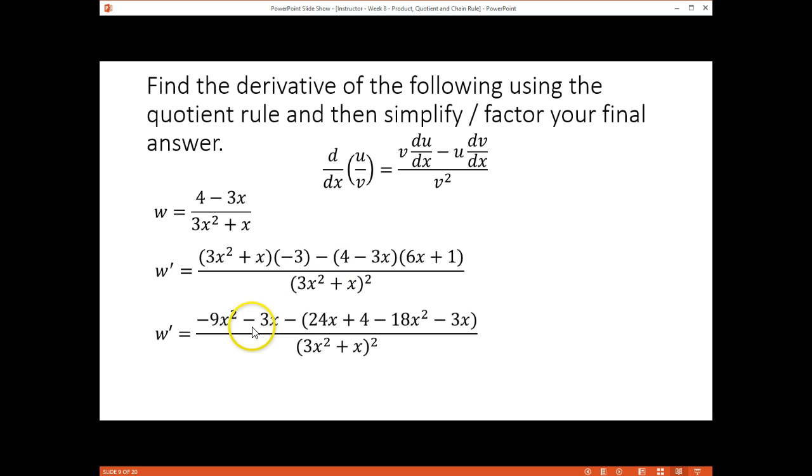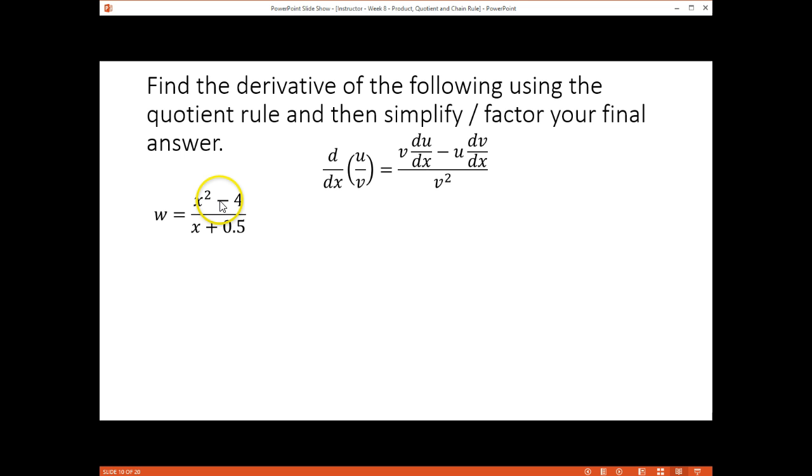So when we go to simplify this, we distribute the first pair of polynomials, the negative 9x squared minus 3x. We leave the minus sign out front, then we FOIL the rest here. This is 24x plus 4 minus 18x squared minus 3x. We need to remember to distribute this minus sign into all of these before combining like terms. If you work this out on your own, you'll wind up with 9x squared minus 24x minus 4 all over 3x squared plus x. So make sure you work these out. Again, this is just going to take practice on your part.